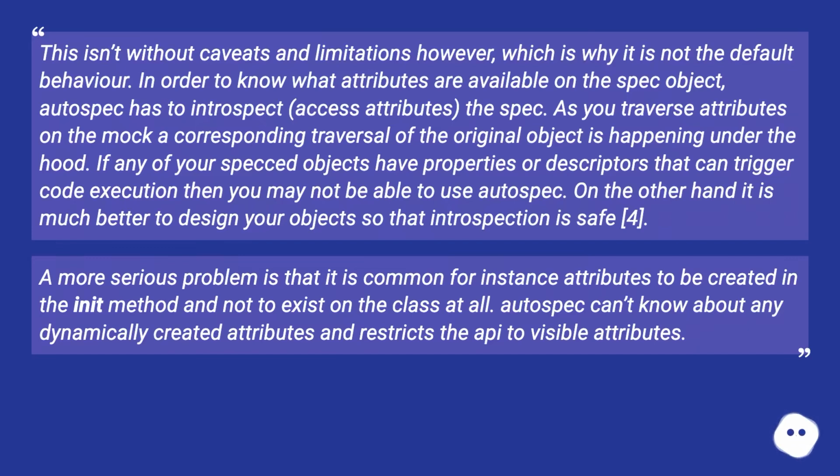If any of your spec objects have properties or descriptors that can trigger code execution, then you may not be able to use autospec. On the other hand, it is much better to design your objects so that introspection is safe. A more serious problem is that it is common for instance attributes to be created in the init method and not to exist on the class at all. Autospec can't know about any dynamically created attributes and restricts the API to visible attributes.